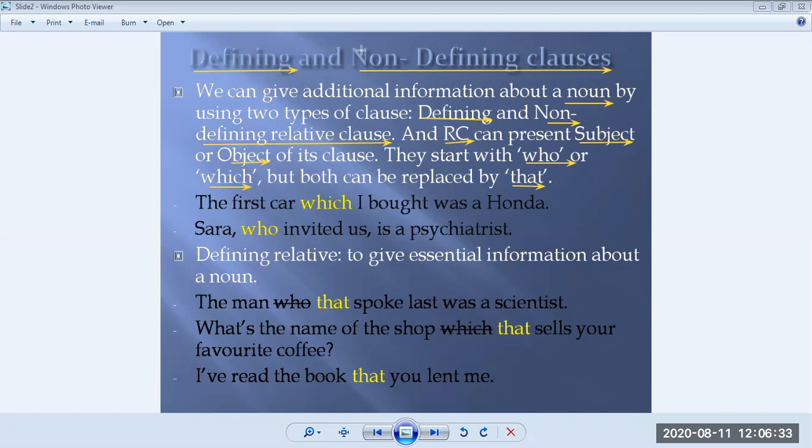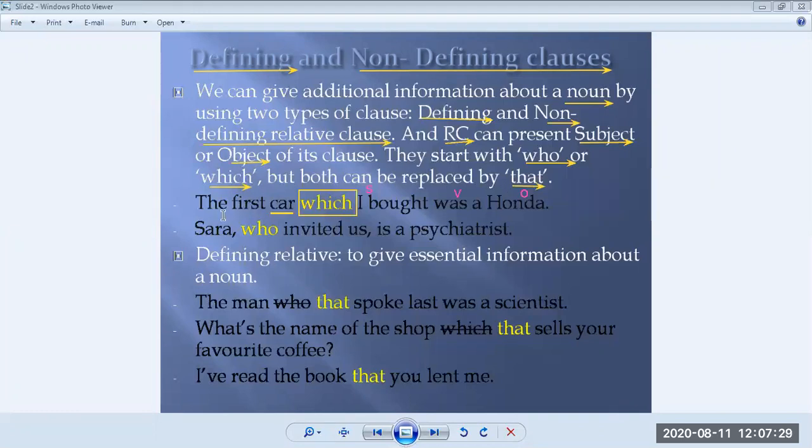So let's have a look at it. This is the defining clause. The first car defines the car, especially the first car which I bought. Your subject is over here, here is a verb, and this is your object. No, sorry, this is a mistake. The main verb is over here, was. Verb and object. This is the object.